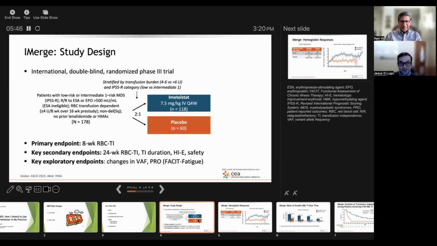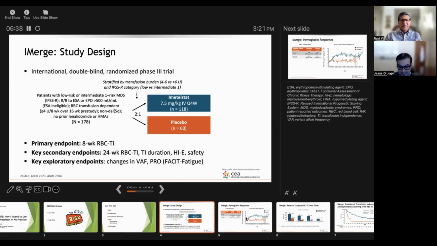So the IMerge trial was an international double-blind randomized phase 3 trial. It included patients with lower risk MDS that were relapsed or refractory to erythropoiesis-stimulating agents, or that were not able to get erythropoiesis-stimulating agents because their EPO was more than 500. And also these patients were transfusion dependent. Of course, they didn't include patients that were deletion 5q, and they did not allow patients that had prior lenalidomide or HMAs.